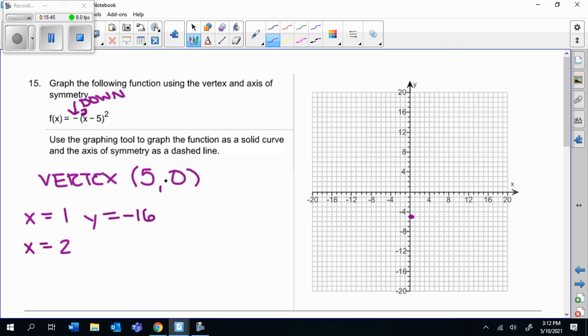If x is 2, y is equal to, should be even bigger. So 2 minus 5 squared is 3, 9, negative 9.